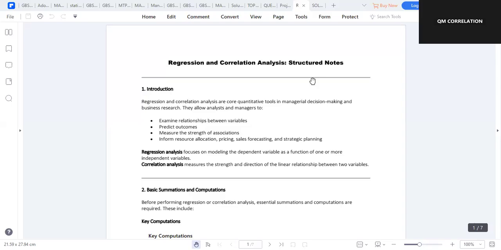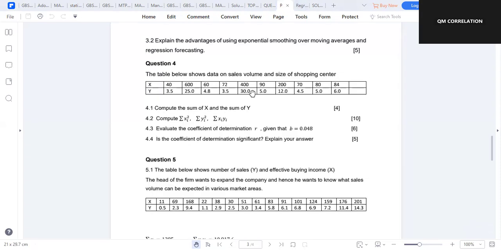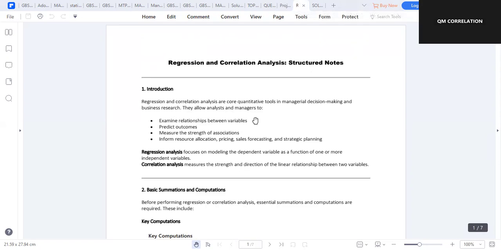Our session today will be on regression analysis. We want to understand how to answer this term project on calculating correlation and interpreting the significance. So for us to better understand this, we must go to the basics. What is regression and correlation analysis?